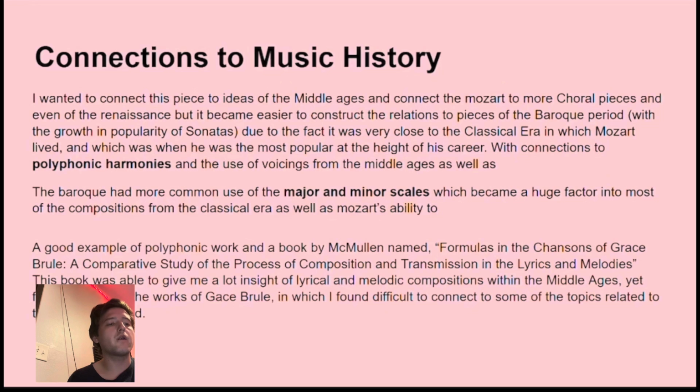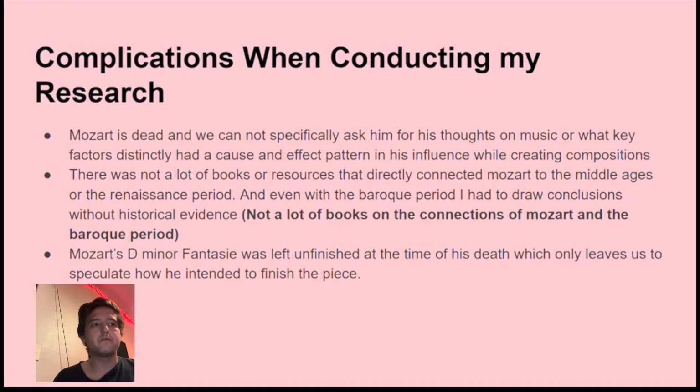A good example of polyphonic harmony is a book written by McMullen named Formulas of Chanson of Gace Brulé, a comparative study of the process of composition and transmission in lyrics and melodies. This book was able to give me a lot of insight on lyrical and melodic compositions within the Middle Ages, yet failed to surpass the works of Gace Brulé, in which I found it difficult to connect to the ideas of the Baroque period. But it did give me more insight on different styles within the periods.